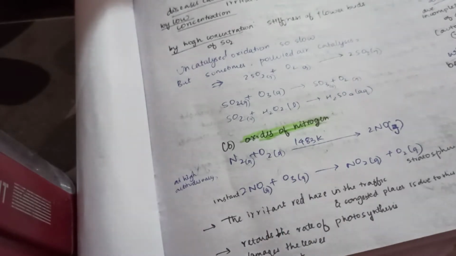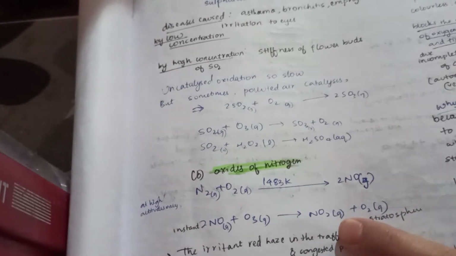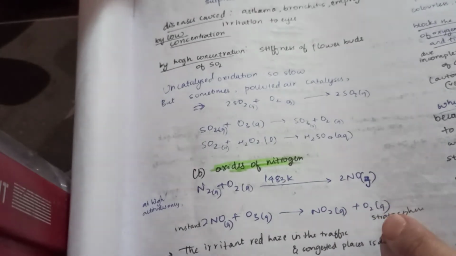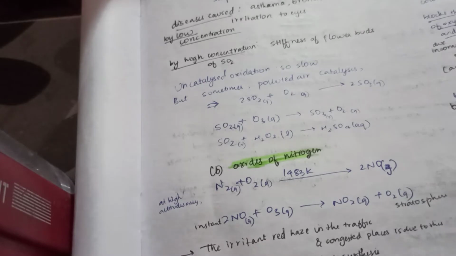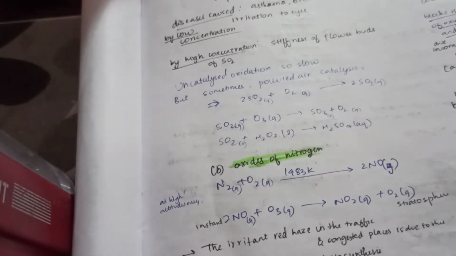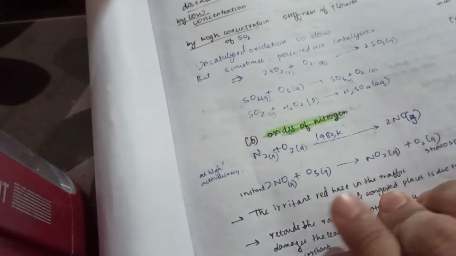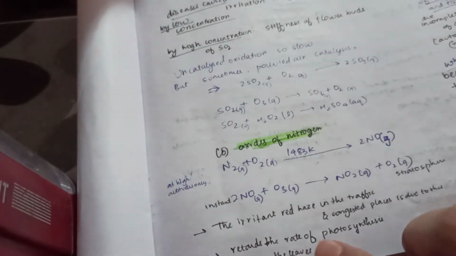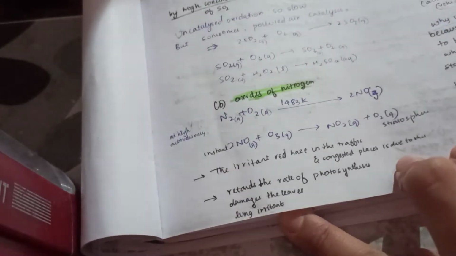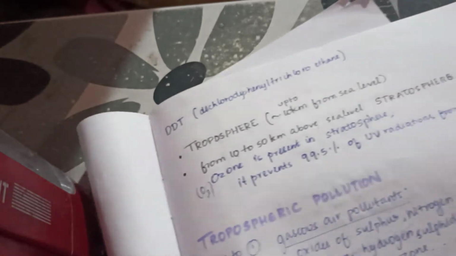In the stratosphere, as I said, we have O3, ozone. It reacts there and forms NO2, and O2 is released. So this way ozone gets lesser and lesser. If ozone gets lesser, it again leads to climate impact. Okay, so the irritant red haze in traffic and congested places is due to this. It retards the rate of photosynthesis, damages the leaves, and it's also a lung irritant. It's a very dangerous thing, right? If you are interested in pollution, this is a very interesting subject for you.